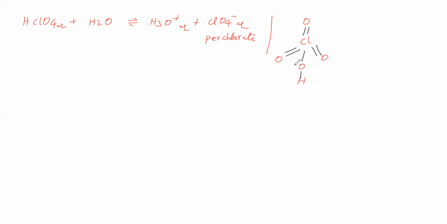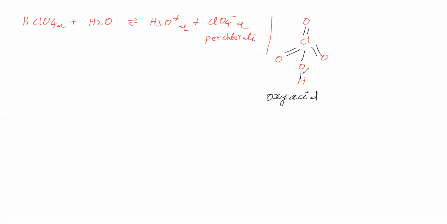Now, an OH group is there in this compound. This OH group can donate H plus but not OH minus. This molecule can donate H plus to the water but not OH minus to the water. Therefore, it is called an oxyacid. An oxyacid will have an OH group. This OH group hydrogen has an acidic nature.